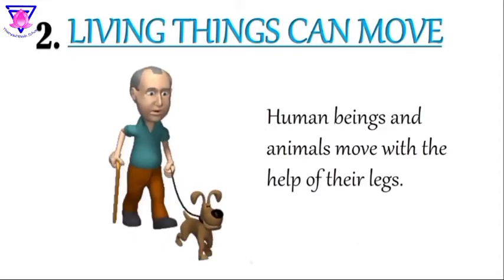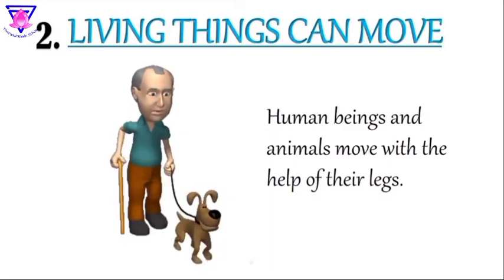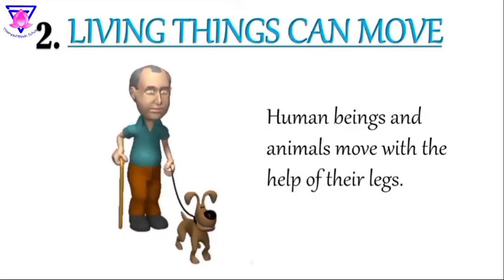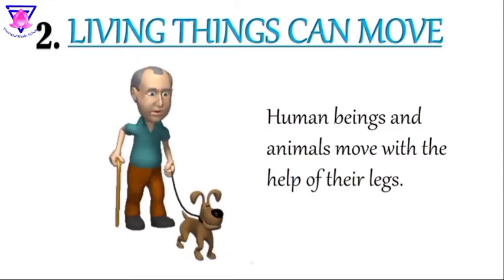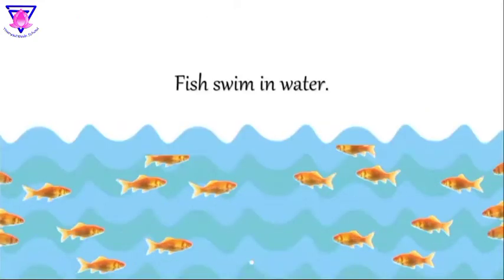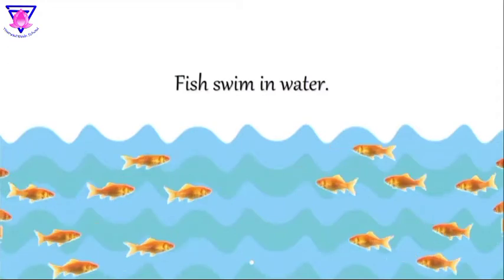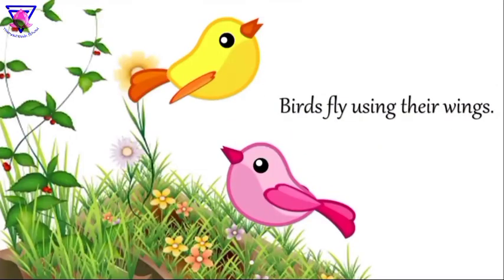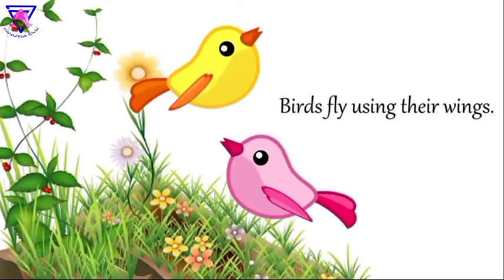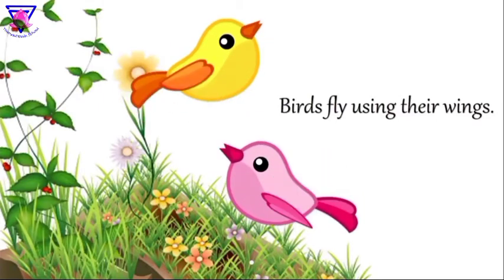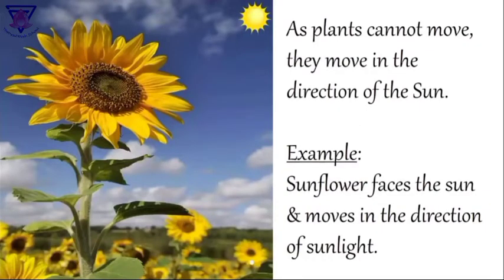Living things can move. Human beings and animals move with the help of their legs, whereas fish swim in water to move. Birds fly using their wings. Plants cannot move from place to place, but they move in the direction of the sun. For example, a sunflower faces the sun and moves in the direction of sunlight.